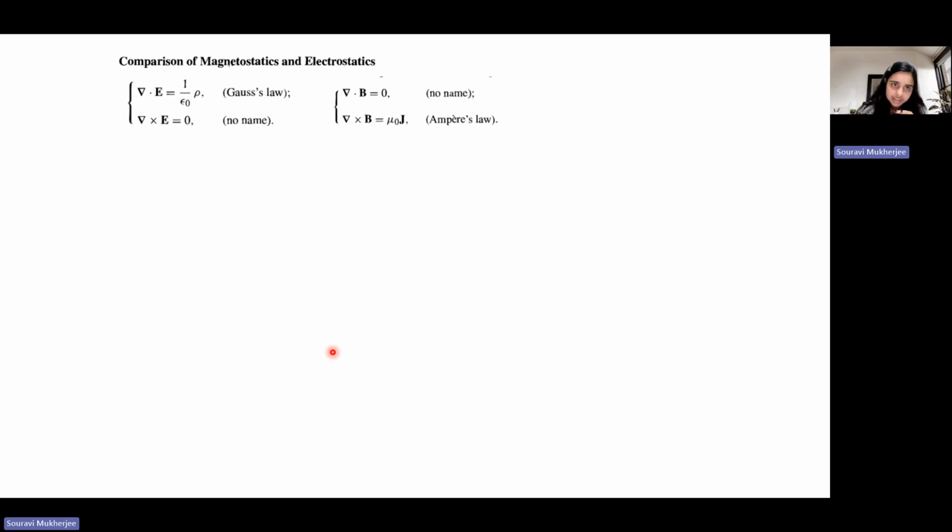Okay, so that's how the connection between electric and magnetic field started. We'll just come to that. But for now, till now, what we have discussed is magnetostatics and electrostatics.